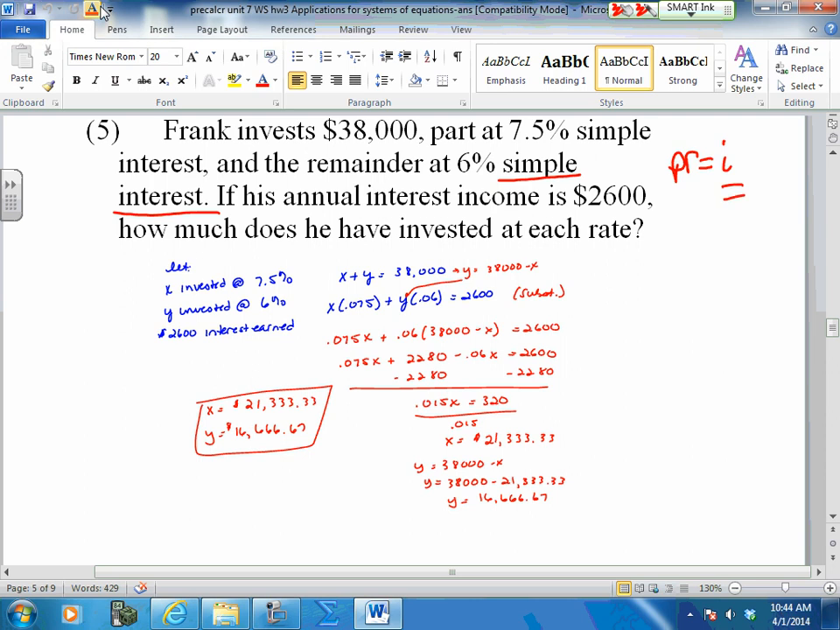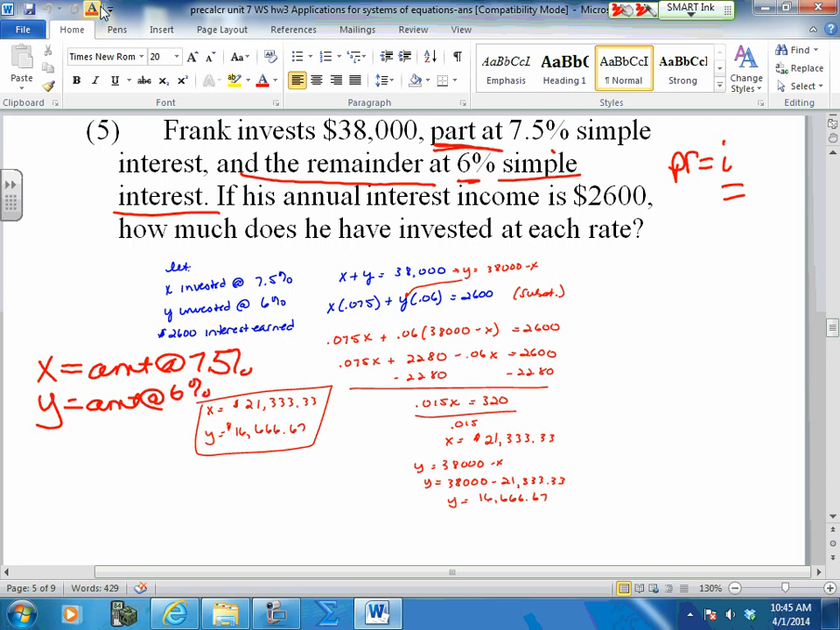Frank has $38,000 he wants to invest. Part at 7.5% and the rest at 6%. So he's investing his money into how many different places? 2. So right away, we get an X and a Y. He's investing part, an amount, at 7.5%. He's investing another amount, the rest, at 6%.